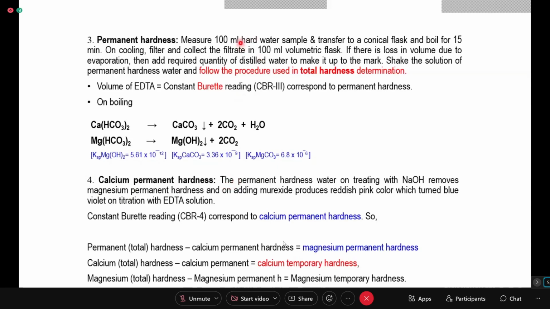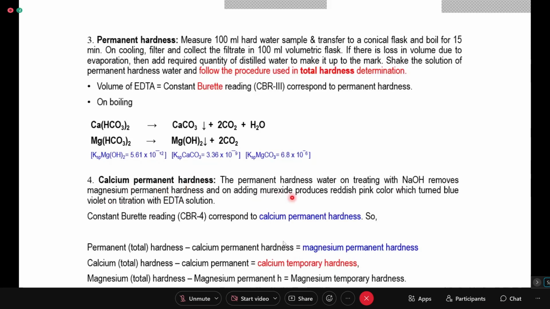We will take 10 ml of this permanent hard water sample, and to this 10 ml of permanent hard water sample, we add NaOH. What will happen if you add NaOH? This permanent hardness water sample comprises calcium permanent and magnesium permanent. Now, by adding NaOH in this fourth part, we are removing the magnesium. So what remains behind is only calcium permanent.